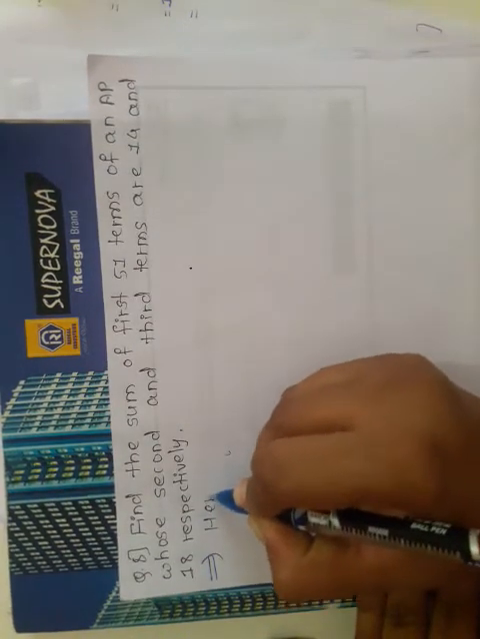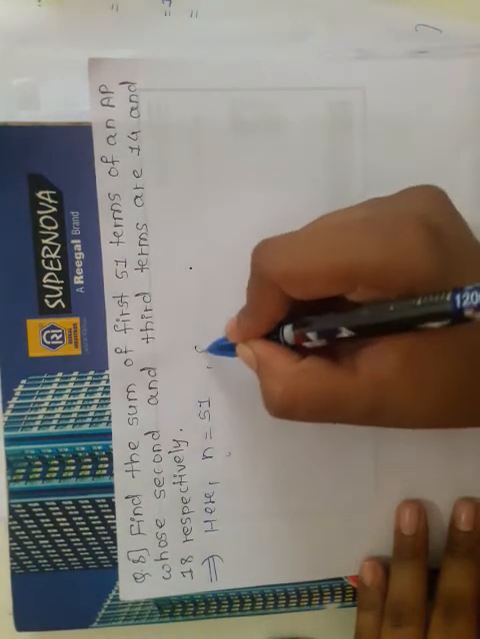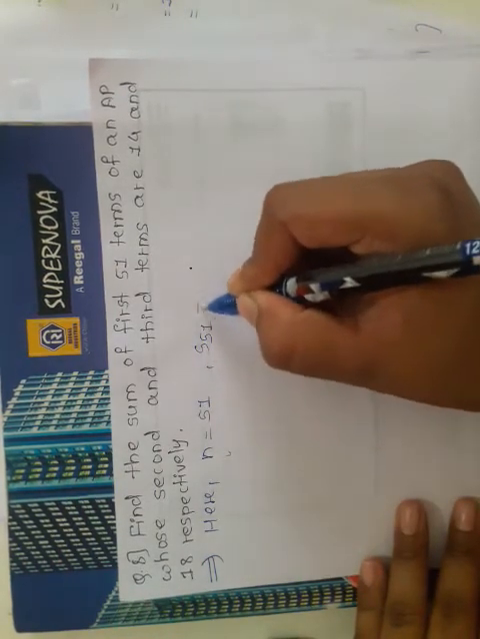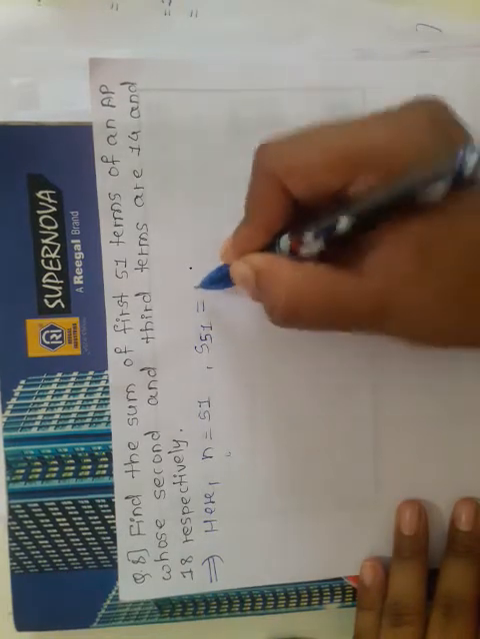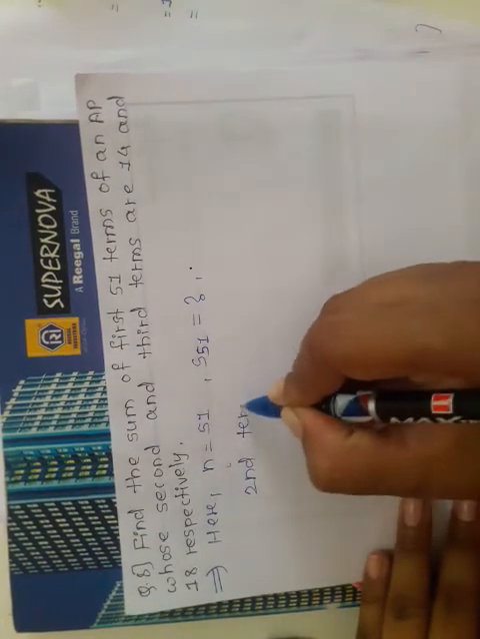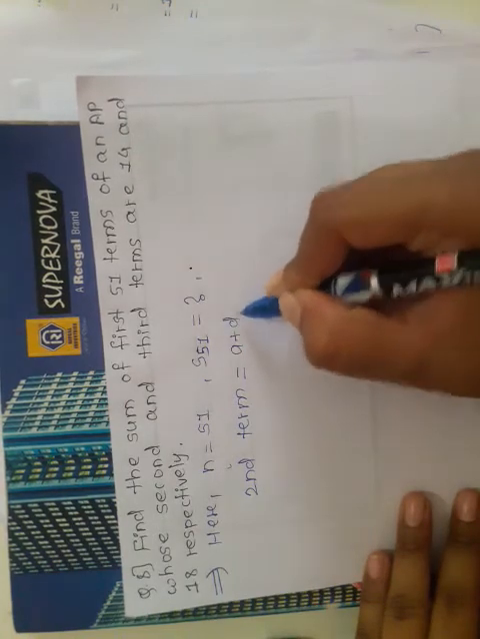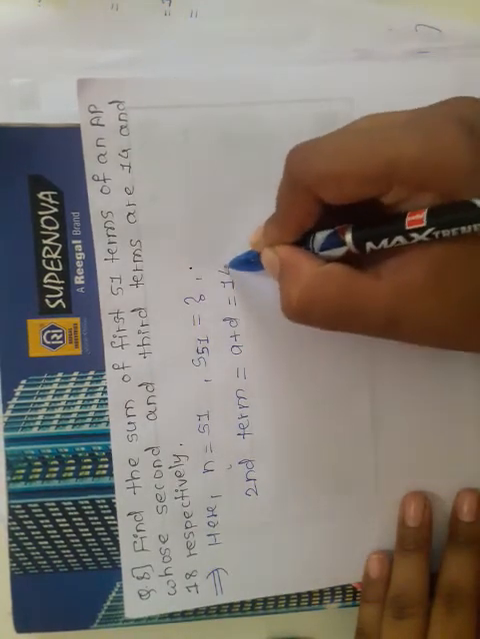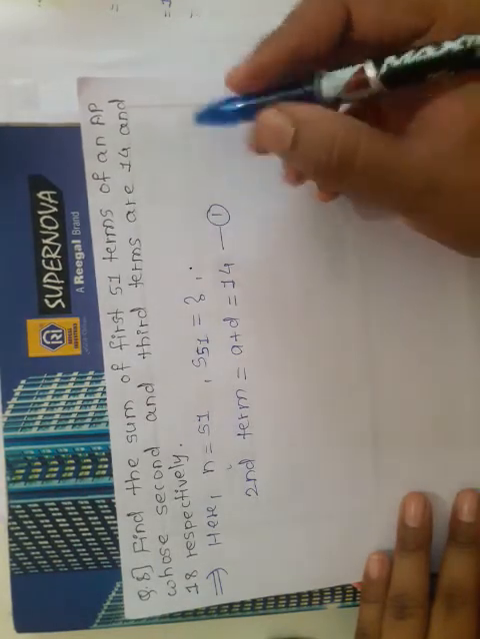So write down here n is equal to 51 is given to us. We have to find out s51, sum of first 51 terms of an AP, means we have to find out s51 is equal to what. Second term is given to us. So write down second term is equal to, how can we write second term, a plus d, which is equal to 14 is given to us. a plus d is equal to 14, and this is our equation number 1.